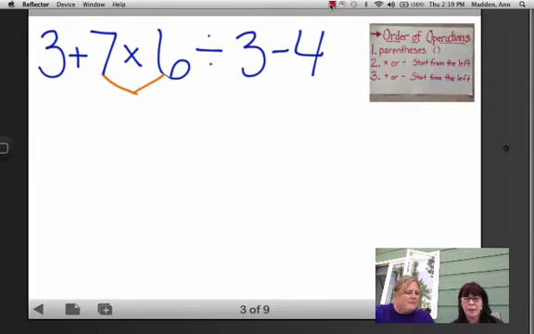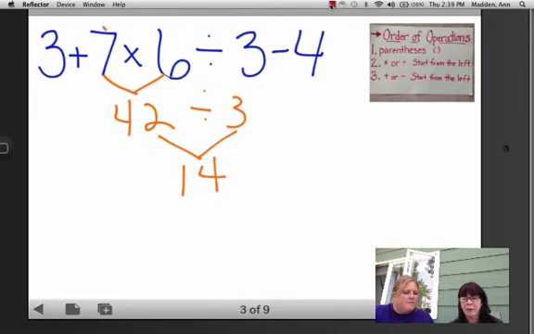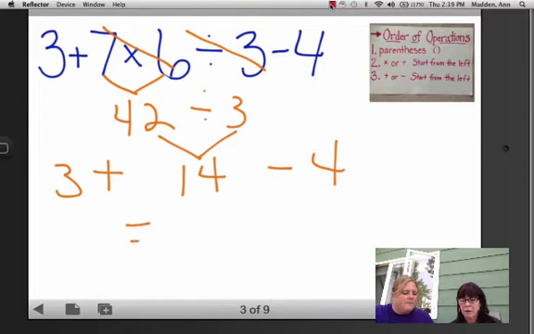7 times 6 is 42. Next thing that I come to is division, so I'm going to do that next. 42 divided by 3 gives me 14. Now I've done my multiplication and my division. So now I'm going to go back to the beginning, which is the left, and I'm going to bring down my 3 plus 14 minus 4 would be the rest of the equation. 3 plus 14 is 17, minus 4 is 13.